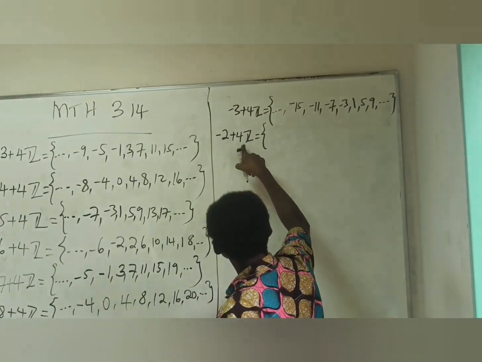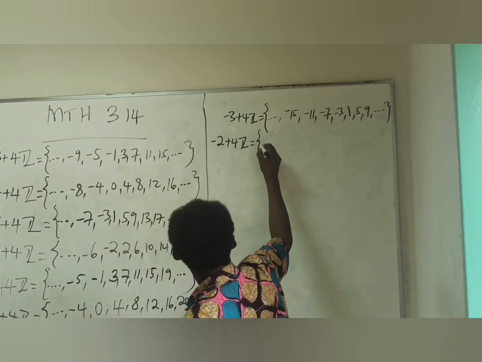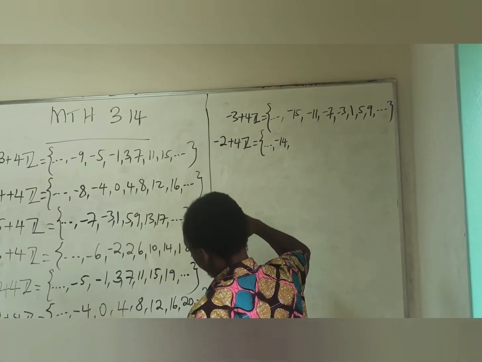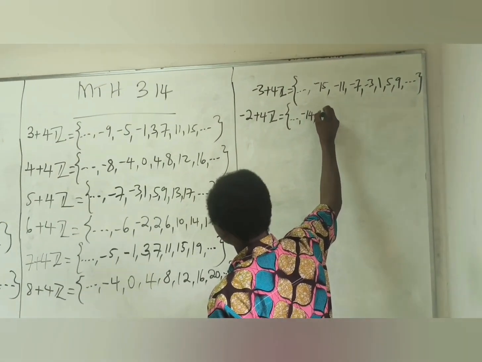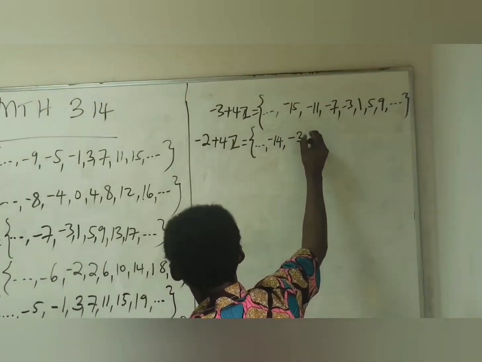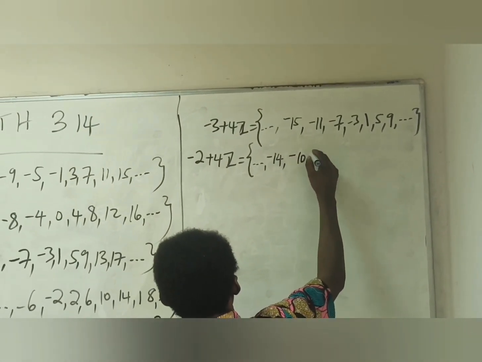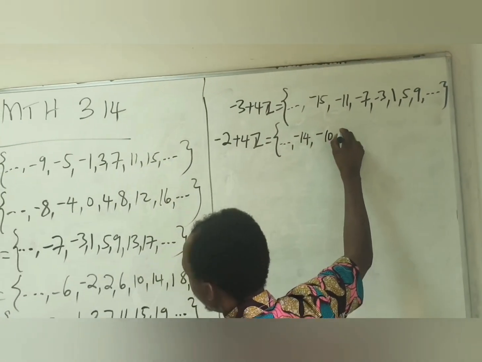So negative 2, 4Z. What do we get? Negative 14. Let's take time and do what he said. Then what? Negative 10. Negative 3. 10. Yes, 10. Negative 10. Negative 6. Take your time.